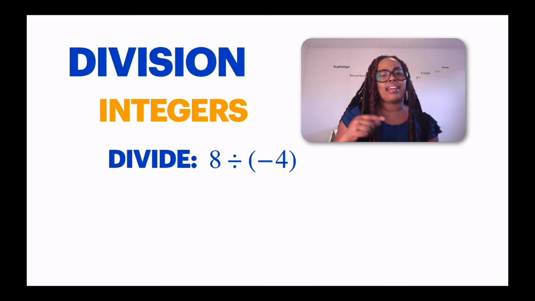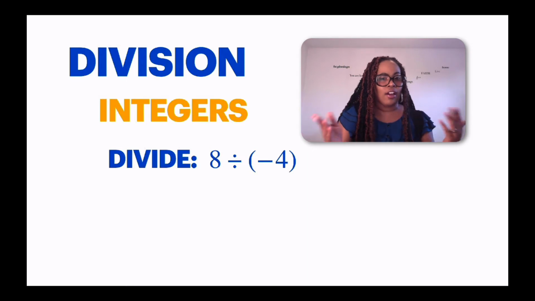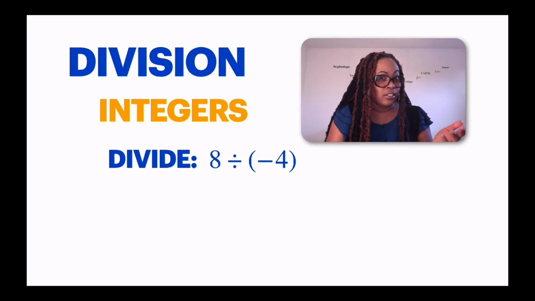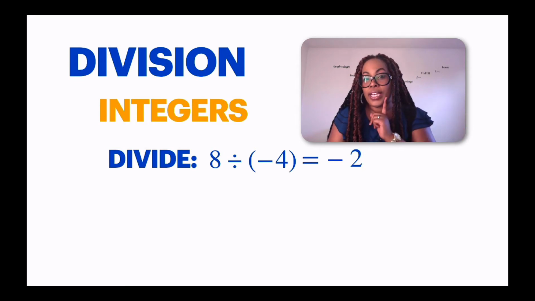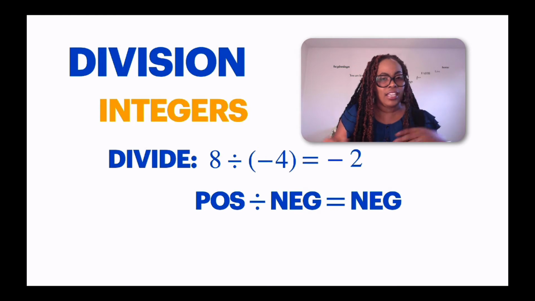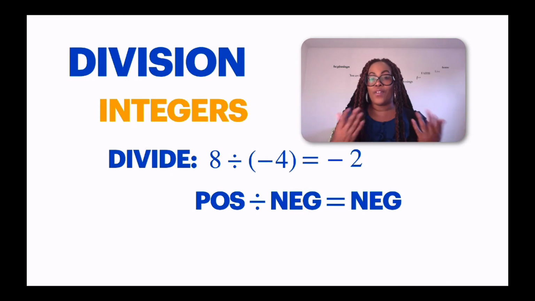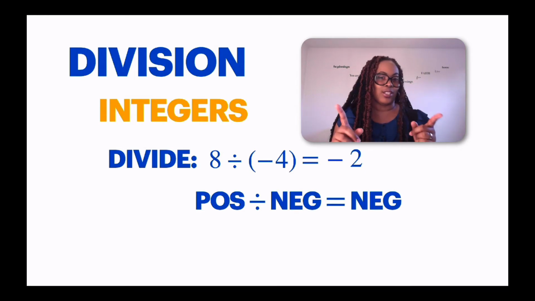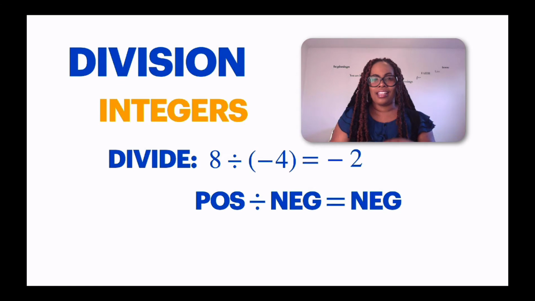So we have 8 divided by negative 4. Well, we already know that 8 divided by 4 is 2, but in this case we know the answer is negative 2. For what reason? We just said it. A positive divided by a negative equals a negative. Therefore, 8 divided by a negative 4 equals negative 2. Beautiful.